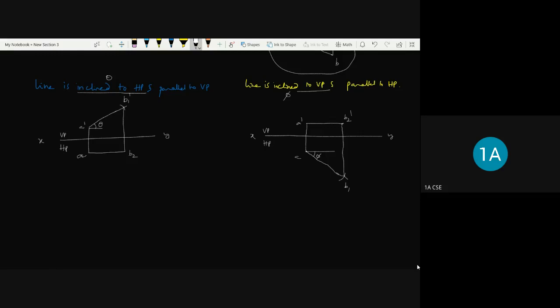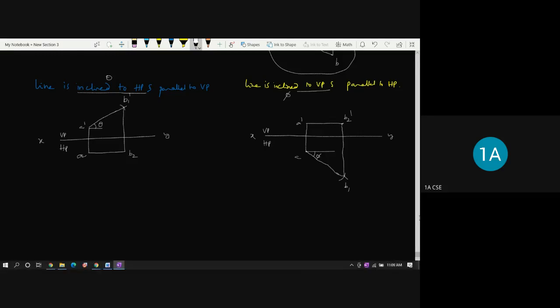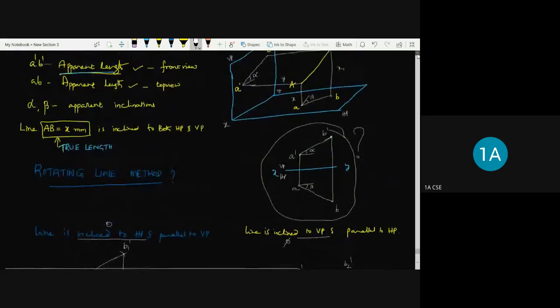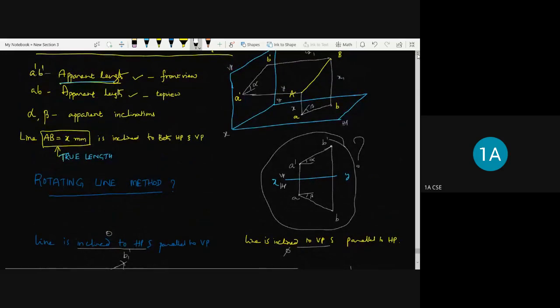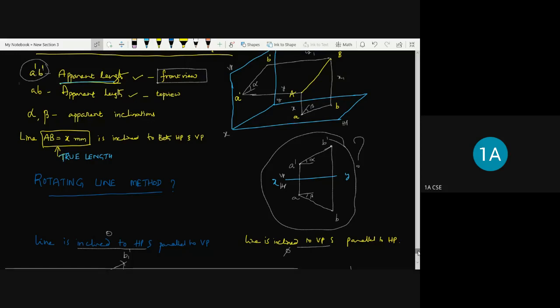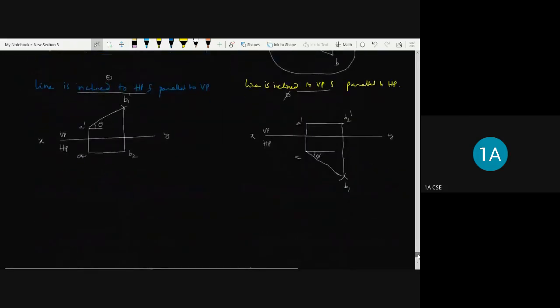When the line is inclined to both the planes, I have mentioned this A dash B dash as the front view, the apparent length, which represents the front view of the line when it is inclined to both the planes. But here A dash B1 dash represents the front view here.